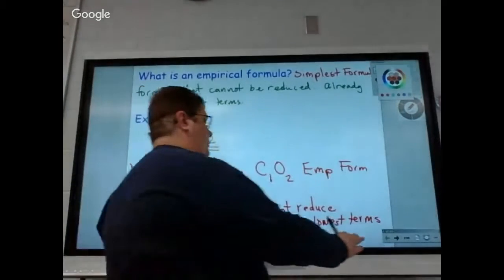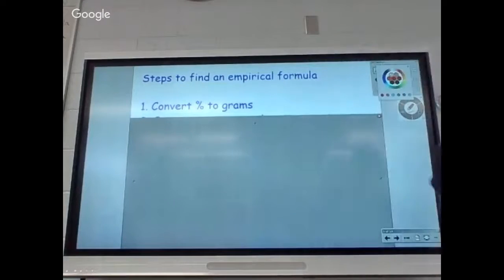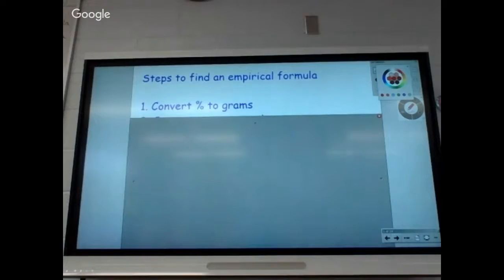All right. So here are our steps. We're going to write empirical formulas today. Step 1, if we're given percents, we have to change it to grams. Now, some of our problems won't require step 1. Some of our problems will just be given in grams. If they are, we'll skip step 1. Most of our problems will be given in percents, though, and we'll have to do step 1. Okay? And we'll talk about how to do this. This step is really easy.